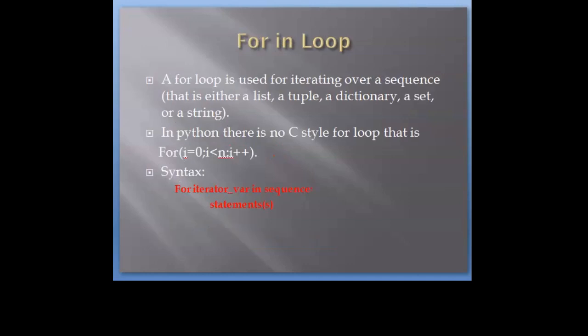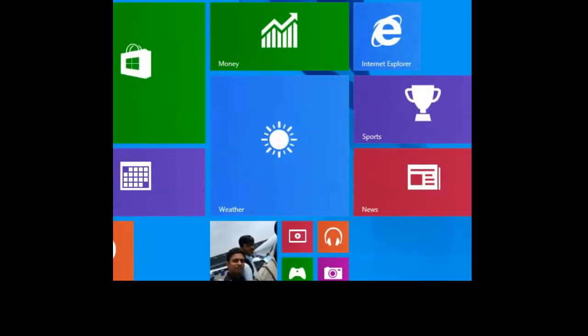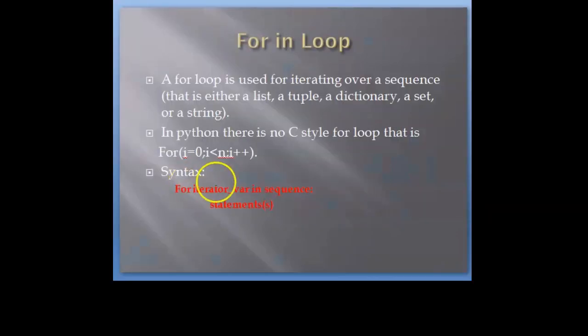Simple. In the for loop, as you are aware, in C language, the for loop is written like this: for i equal to 0, i less than n, i plus plus. Here this is the initializing part, this is the condition part, and this is the increment or decrement part. But we do not have to do this much in Python. That's why Python is easy.